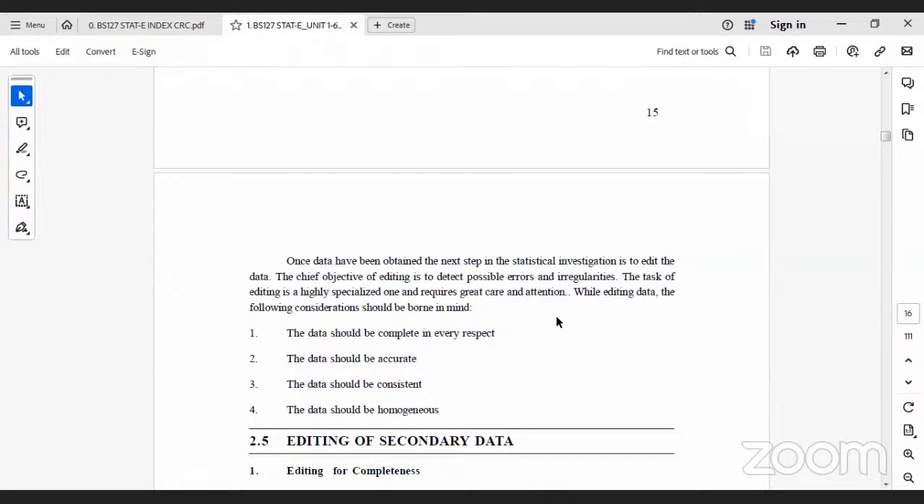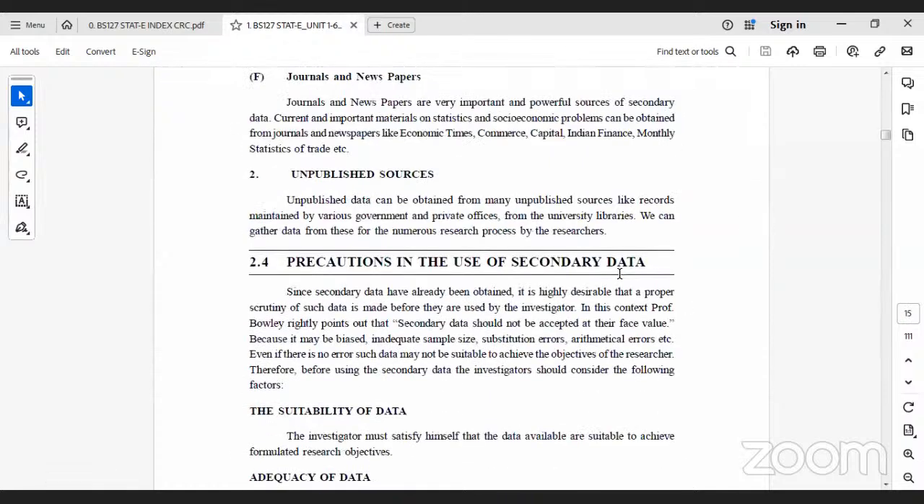Once the data has been obtained, the next step in statistical investigation is to edit the data. The chief objective of editing is the possible removal of irregularities. The task of editing is highly specialized and requires great care and attention. While editing data, the following considerations should be kept in mind. The data should be complete in every respect. The data should be accurate. The data should be consistent. The data should be homogeneous.